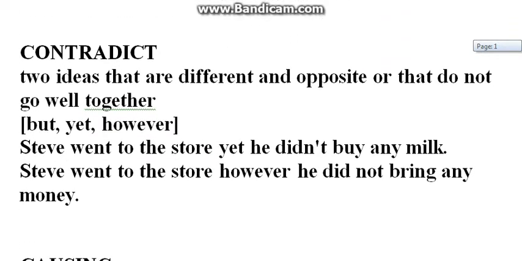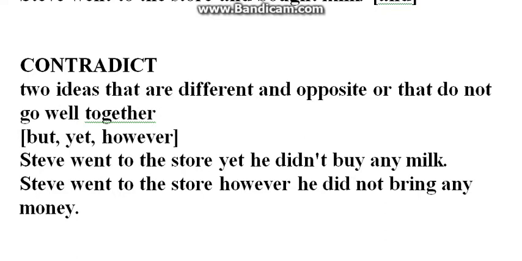Connecting clauses can also contradict. Two ideas that are different and opposite or that do not go well together. And connecting words that do this are the words but, yet, and however. So for example, Steve went to the store, yet he didn't buy any milk. Two clauses, Steve went to the store, he didn't buy any milk, and the connecting word is right between these two clauses because it brings them together, and it's a contradictory connector.